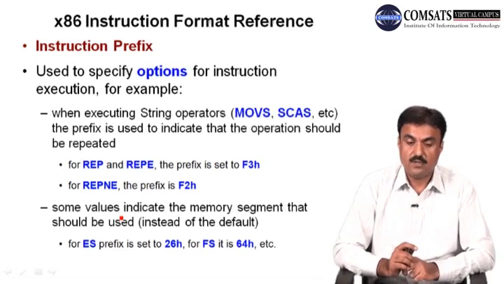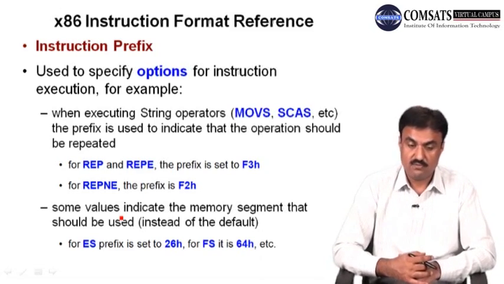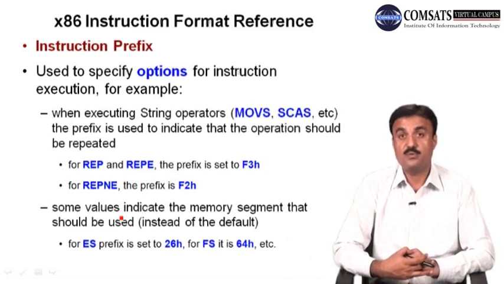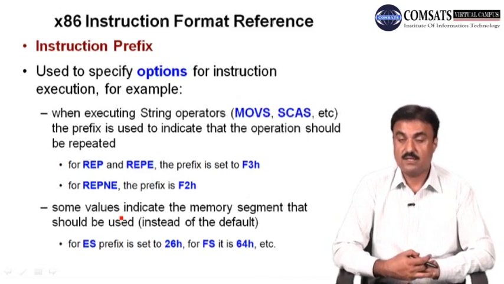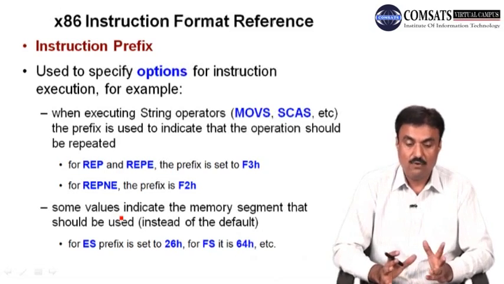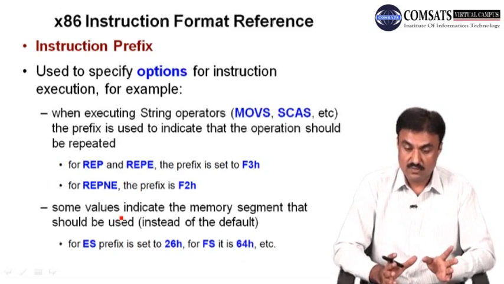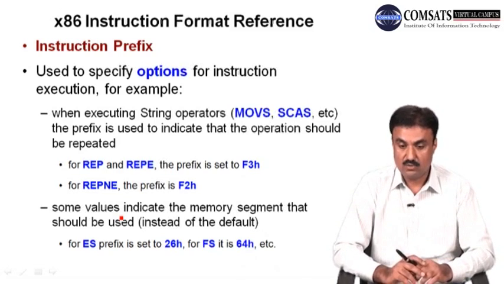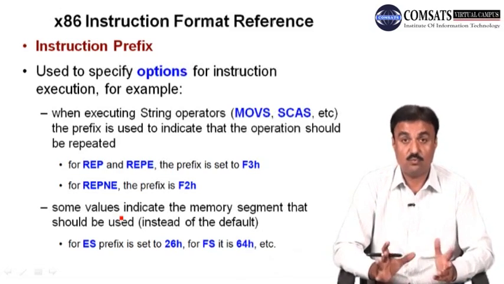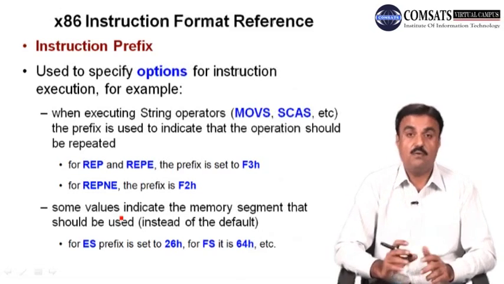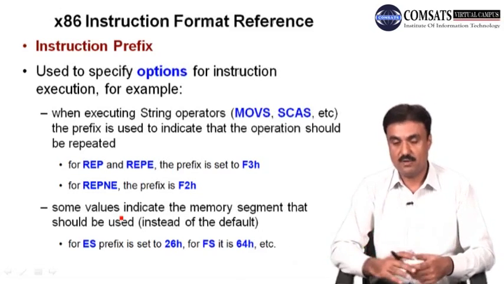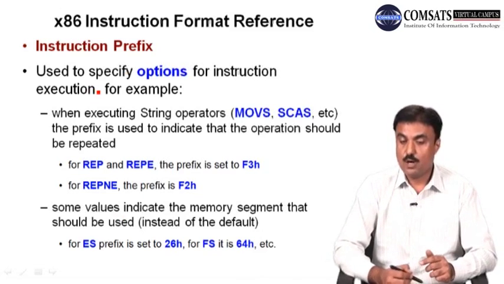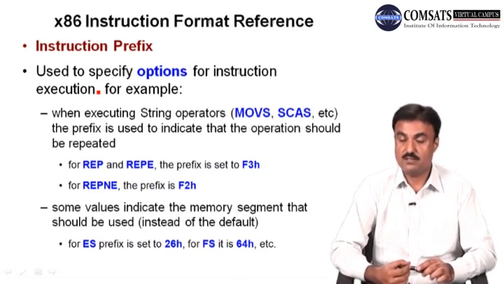Okay, now we are going to start with the instruction prefix. This instruction prefix is used to specify options for the instruction execution. I will just give you a very brief introduction to what the instruction prefix is. However, in this lecture we are not going to discuss in detail the 4-byte instruction prefix. However, we will discuss all the other general formats of the instruction and so on. They specify the options for instruction execution.